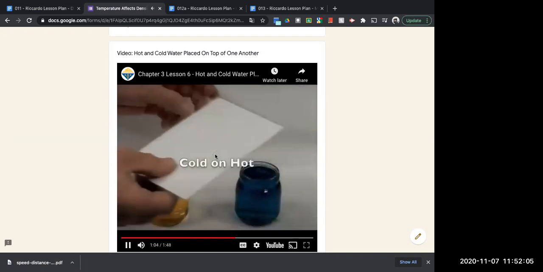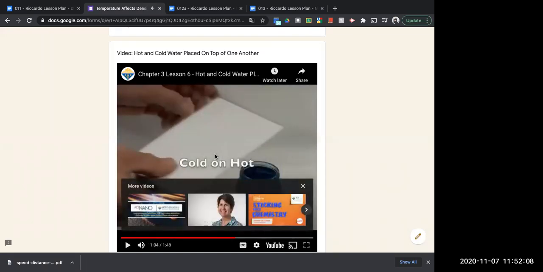This time, we'll take... Sorry. What I said was it's going to flip. That's because the cold was on the bottom. If the cold's on the top, it's going to change.